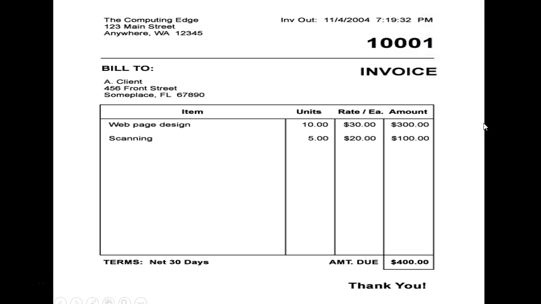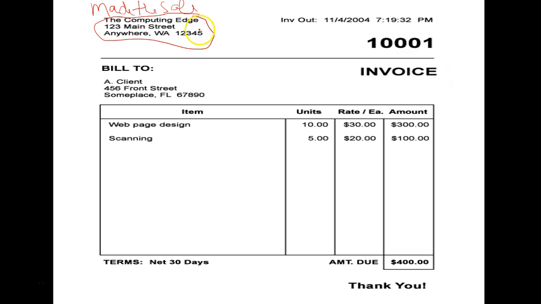Okay, so this is an example of a sales invoice. And who is it a sales invoice to? Well, it is a sales invoice to Computing Edge. So this is the company that has made the sale. So what's going to happen to this company's financial position?